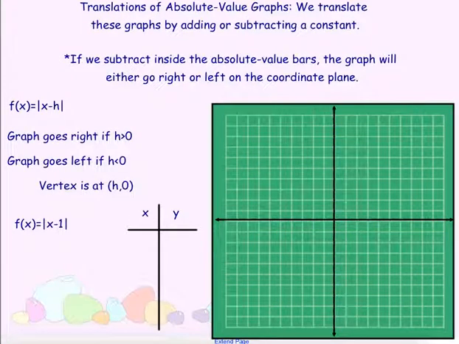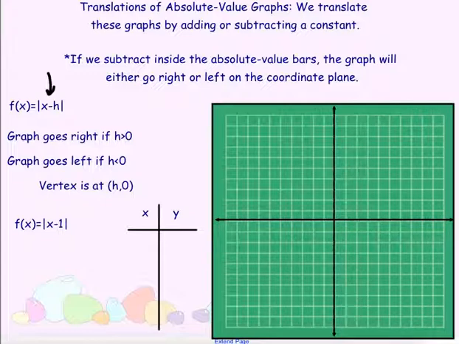Now, what if we have subtraction or addition inside of the parentheses or inside of the absolute value bars? Well, if we subtract inside the absolute value bars, the graph will either go to the right or the left. So instead of a vertical translation, we have a horizontal translation. Now, this one's a little bit counterintuitive, kind of. The biggest thing is that we have to remember that this is subtraction inside.